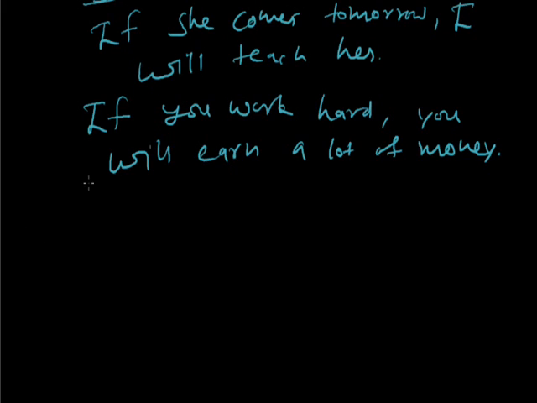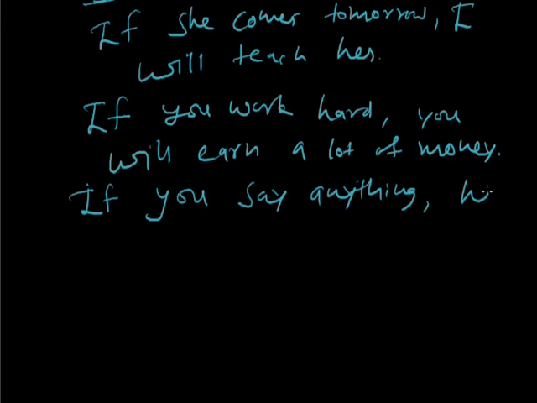Now, let's take another example. If you say anything, he will get annoyed. Well, he will not get annoyed as long as you don't say anything. In order for him to be annoyed, you have to say something. The condition has to be fulfilled before the result is there. And here in this sentence, the result is definite if the condition is fulfilled.